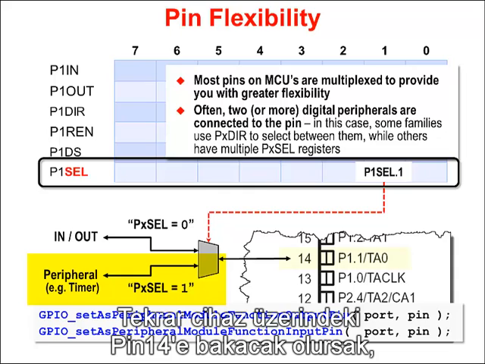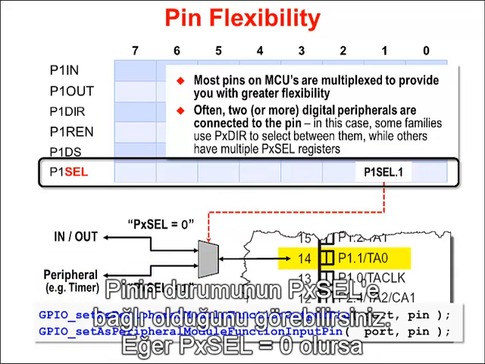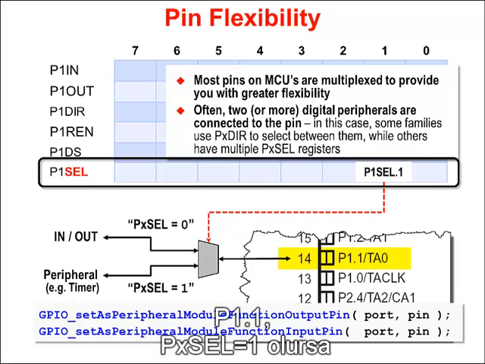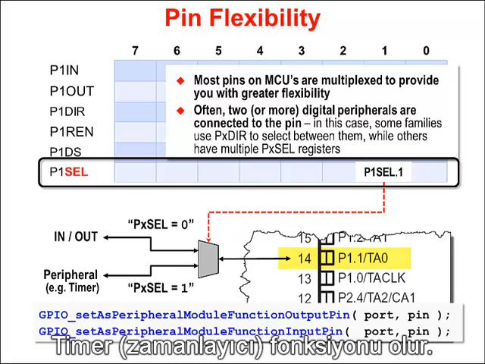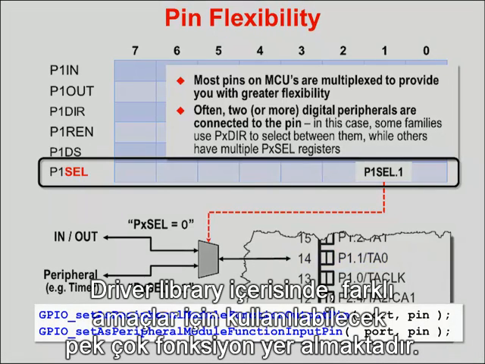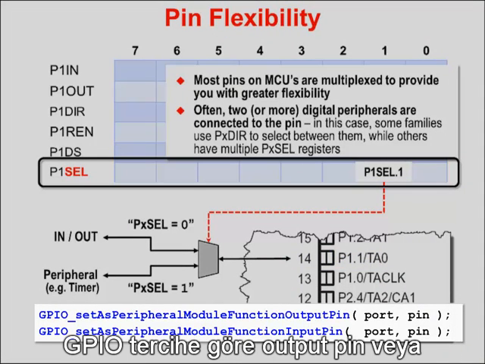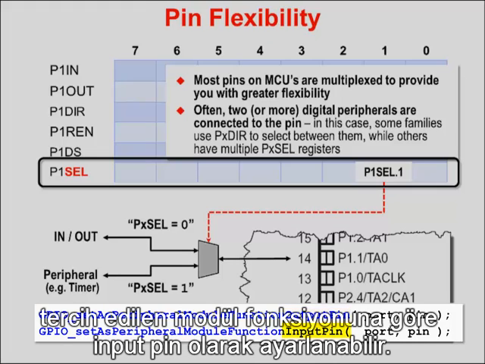So once again, if we go look at that pin 14 in this particular device, you can see that if the PSEL bit is 0, then it's going to be P1.1. If the PSEL bit is equal to 1, then it's going to be that timer functionality. So we've got a couple of different functions in our driver library for that: GPIO set as peripheral module function output pin, or set as peripheral module function input pin.